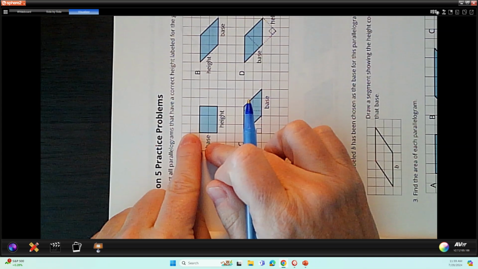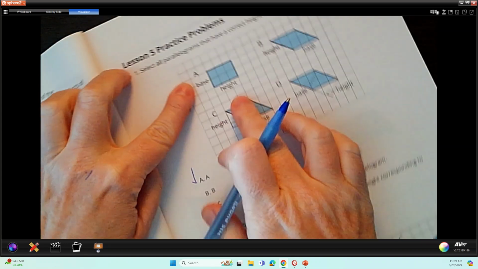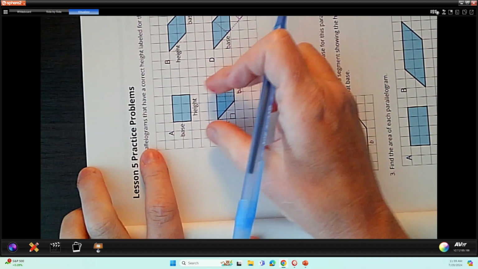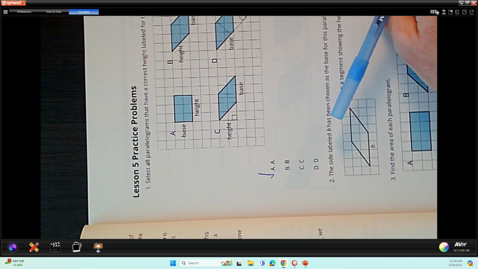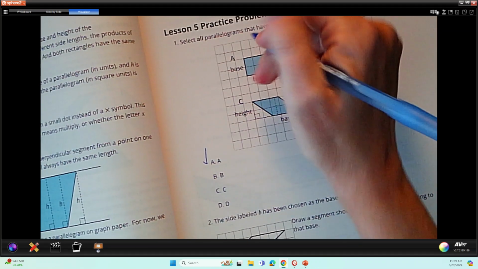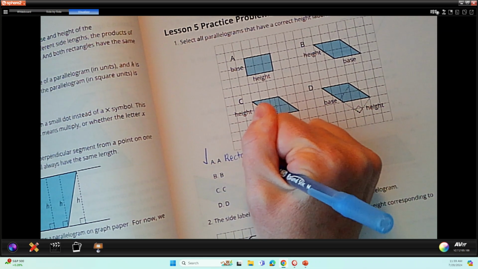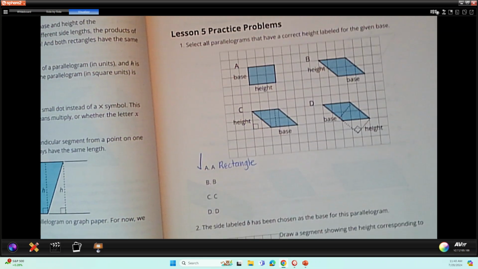Remember, they're interchangeable. So yeah, it looks a little weird because you're like, wait a minute, that's not the base. Well, I mean, it could be. So if I just rotate A around, here's my base and here's my height. So just remember that rectangles, it's interchangeable. Okay, so this is a rectangle. And rectangles are special because the base and the height are interchangeable.